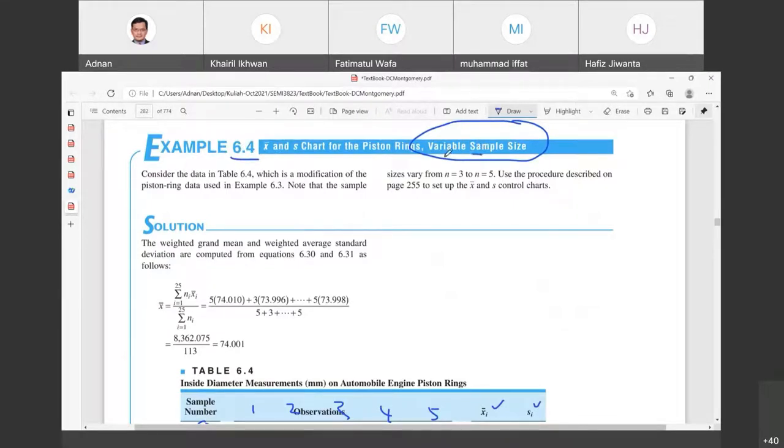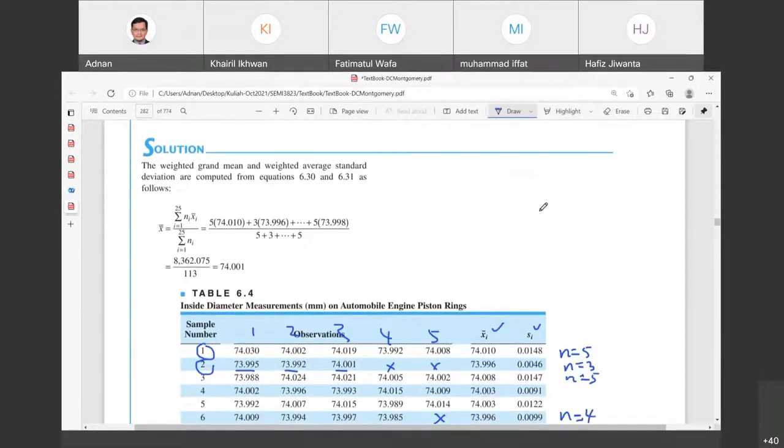Variable sample size. The sample size varies from 3 to 5. We can use the procedure from earlier to set up the X bar and S charts, but we have to recalculate the X double bar because it is going to change. The grand mean and weighted average standard deviation are computed using the earlier formula. Now it's not only all 5; there are 5, there are 3, there are 4, and so on. So we have to recalculate.